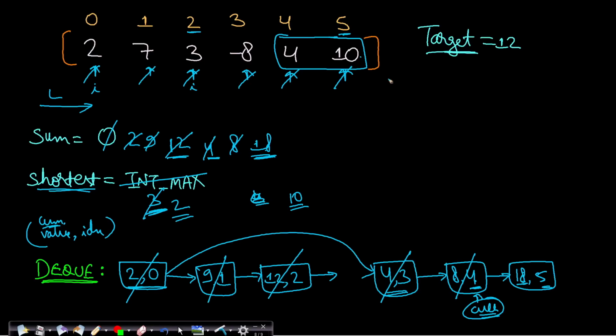Now you move your pointer and you have parsed all the elements. Now when you are done parsing all the elements, whatever is stored in your shortest will actually be the smallest window size where the sum is greater than equals to your target. If throughout the parsing, your shortest did not change the value from integer max, it remained as integer max, then you have to return -1, saying that there is no window where the sum is greater than equals to target.